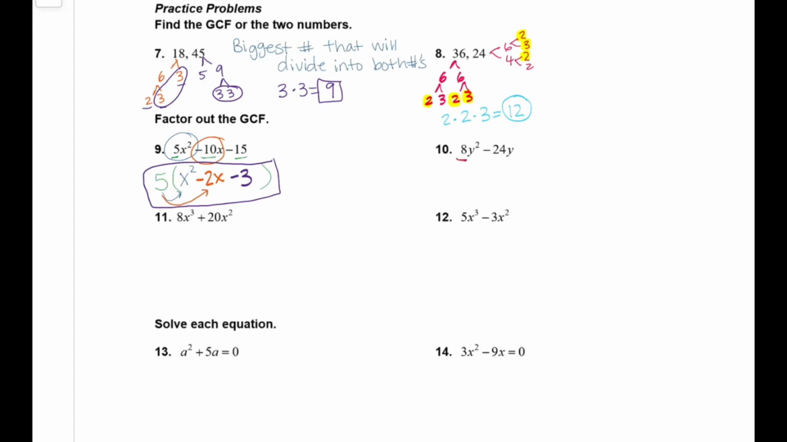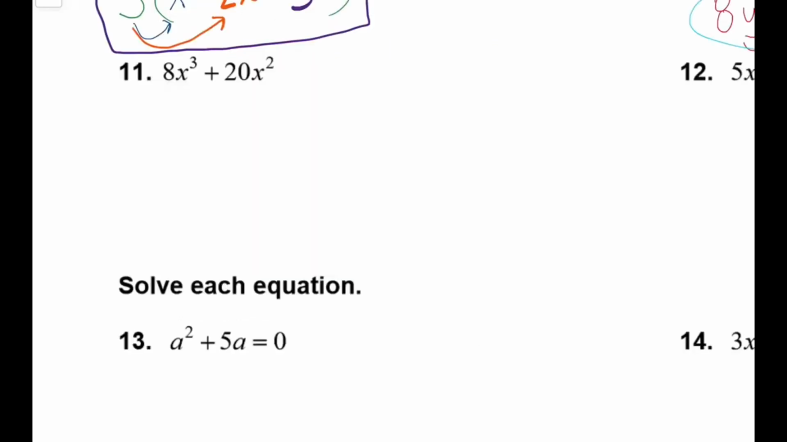On number 10, 8 and 24. Well, I want to look at that 8. 8 will go into both 8 and 24. And then we have y squared and y. The first one has 2 y's and the second one has a y. They both have a y that will go in evenly. So my greatest common factor is going to be that 8y. So 8y times y gives me 8y squared, and 8y times -3 gives me -24y. This would be the factored form by taking out the greatest common factor.